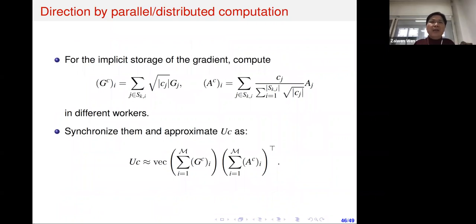Another thing is we have to compute U times C. This is done implicitly. For each G_i, we first average on each node, and then synchronize those data, and then approximate U times C in this way. This is what we do in our parallel computation.